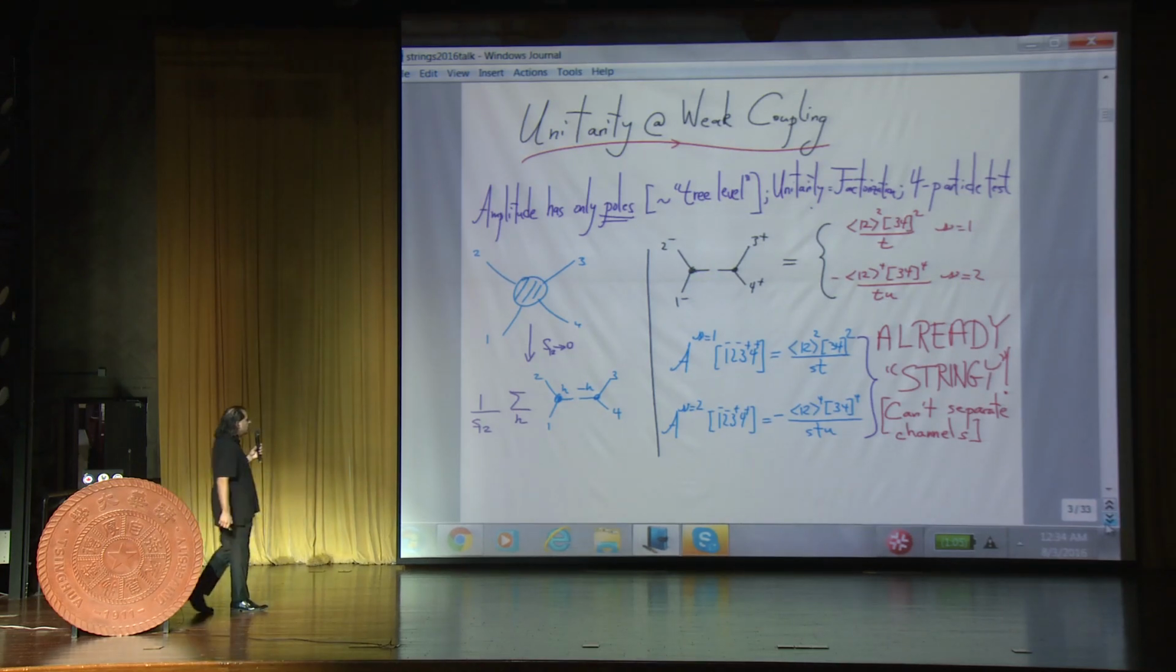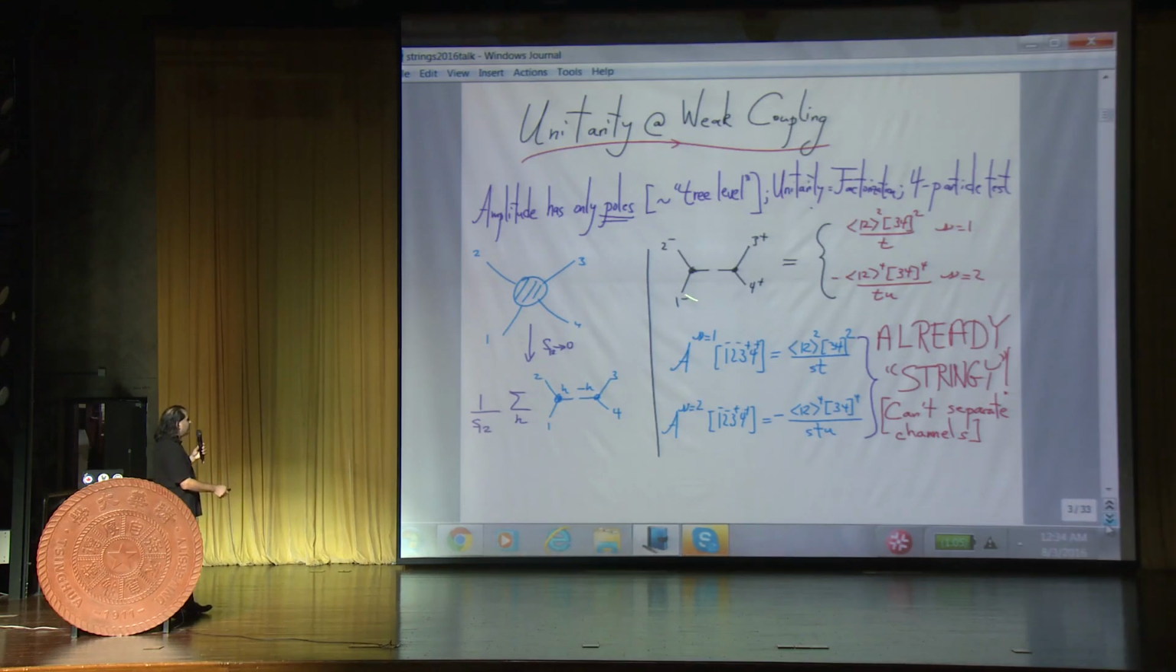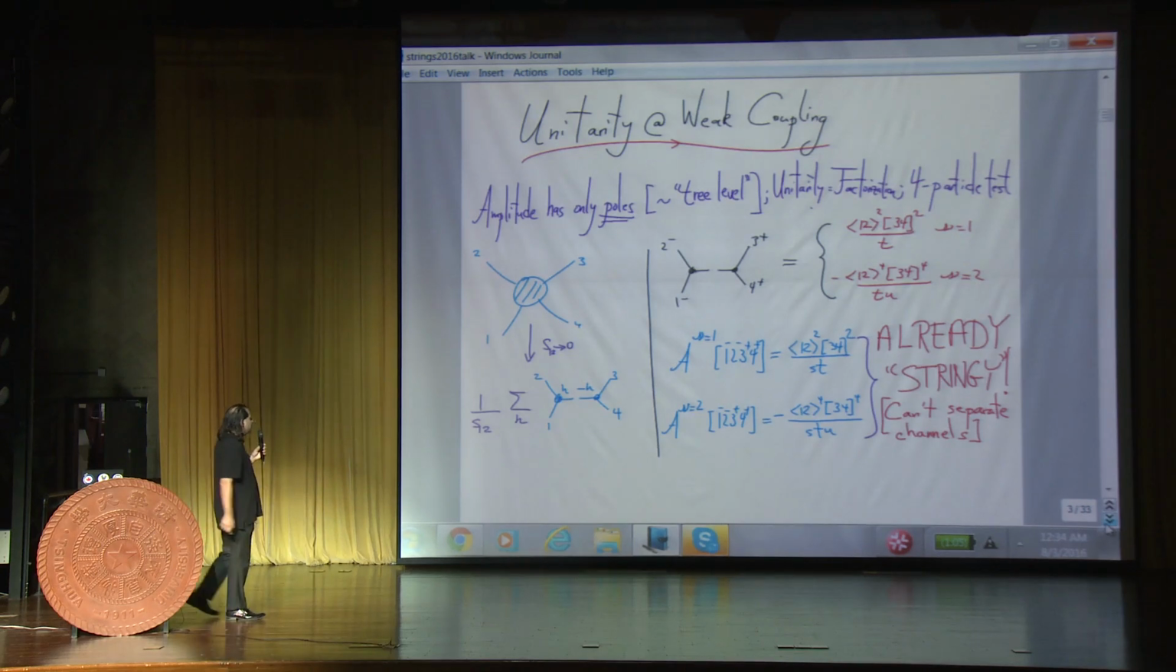Now, given that we know everything about the structure of the 3-particle amplitudes, we can immediately work out what the residue has got to look like. If we do it for particles that have spin s, all the same spin s, then we discover that this is what the residue looks like for a spin 1 particle. This is what the residue looks like for a spin 2 particle. Note, interestingly, the 1 over t and the 1 over tu in the residue in the s channel.